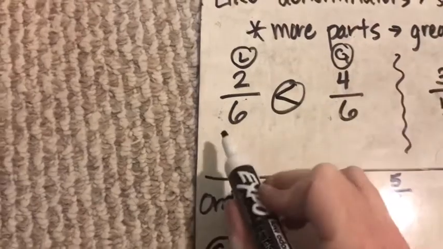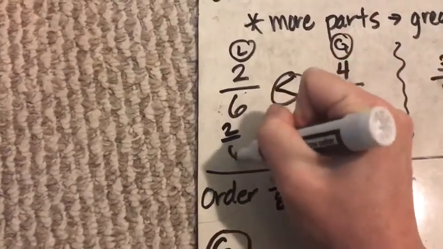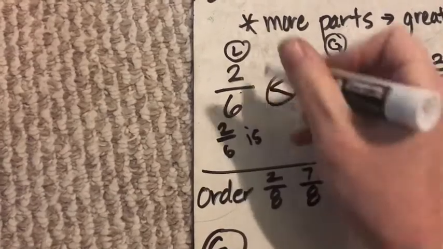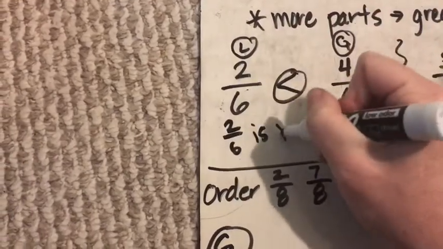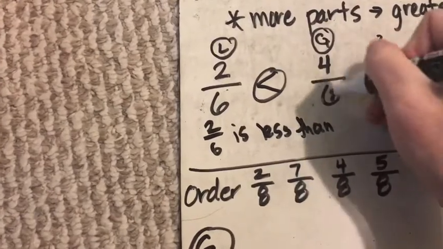And then when I write my words, I want to read it from left to right. So I would say 2/6 is less than 4/6.